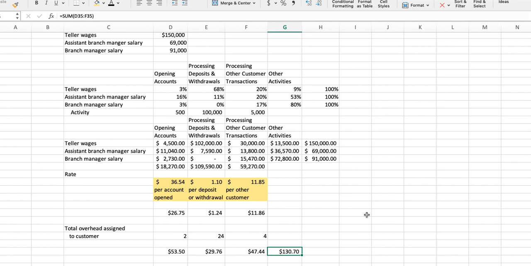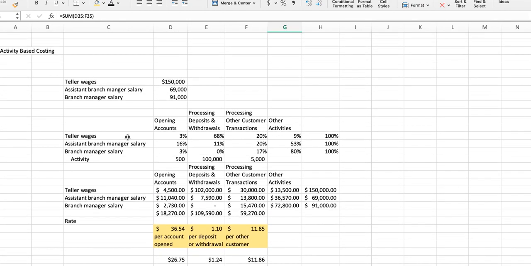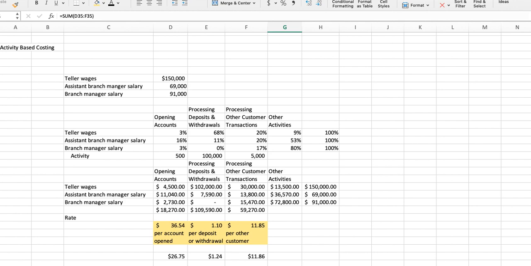So how does that help us? Well, then we can look at the profitability of the customer if that's something we're interested in. We can look at what it cost us to keep a customer. It cost $130.70. That's not much. And so maybe that customer's making a lot more than that for us. What else could we do to keep that customer? So again, this is just the beginning of analyzing based on activity-based costing. These are our activities right here. These are our rates right here, and this is how we assign it to customers or jobs.